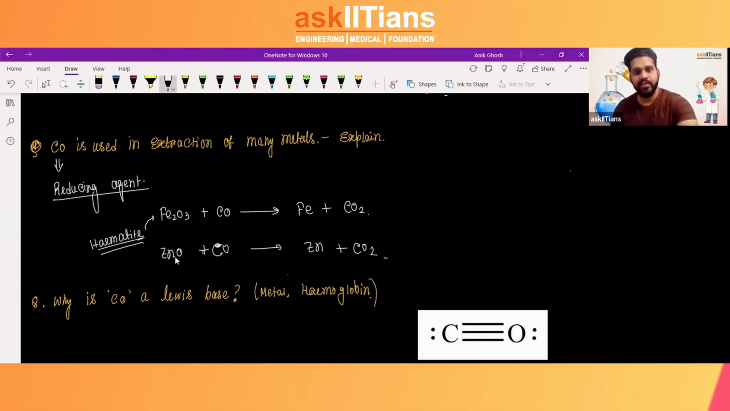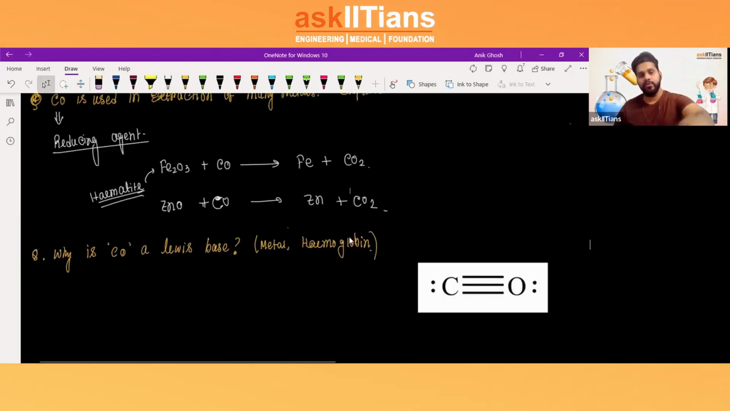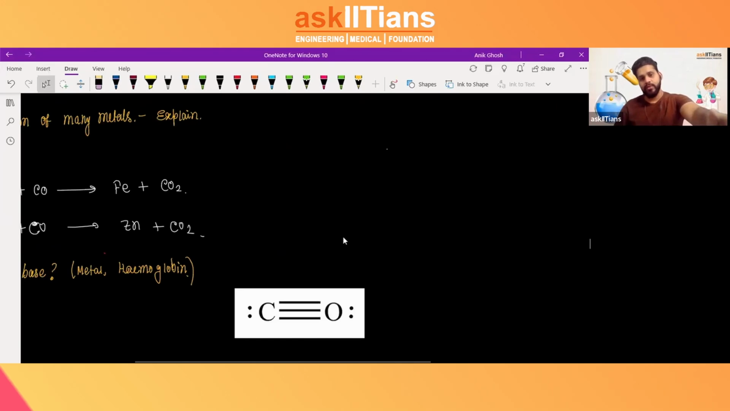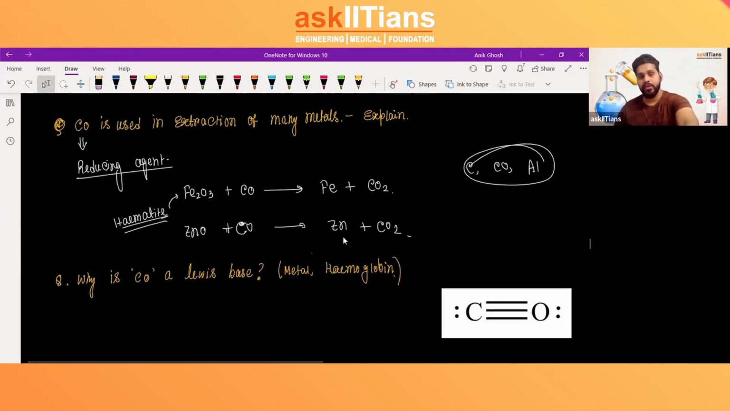Okay, that is it. Now, what other reducing agents do we use in this extraction method? We use carbon, we use carbon monoxide, and we use aluminium as well. There are certain situations where we use aluminium if carbon and carbon monoxide are not enough.